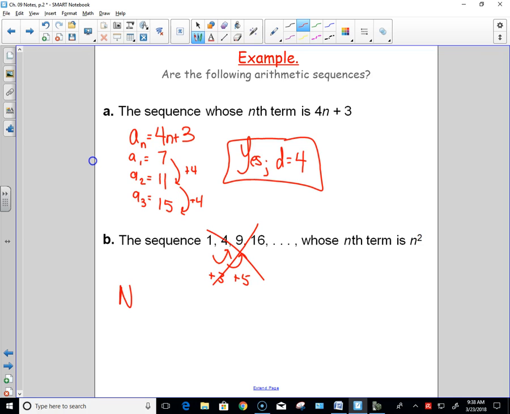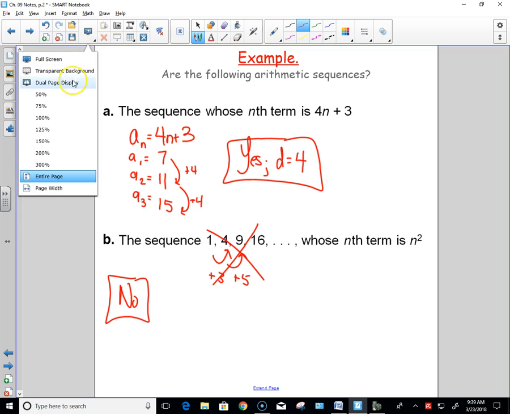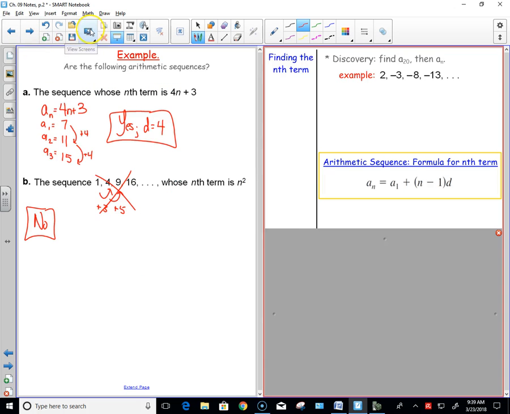So the answer would be no, and why? There is no common difference. No, and there is no common difference would be the rationale as to why. There's a pattern, but it's not arithmetic. I see a couple of you still writing, so let's dual page as we go on.